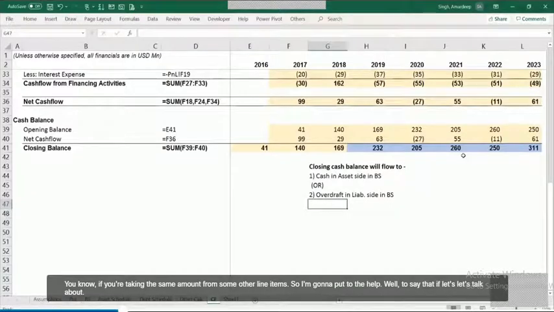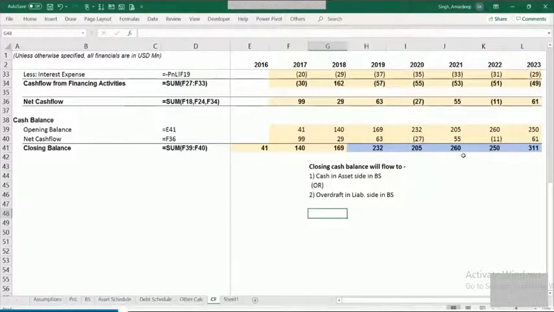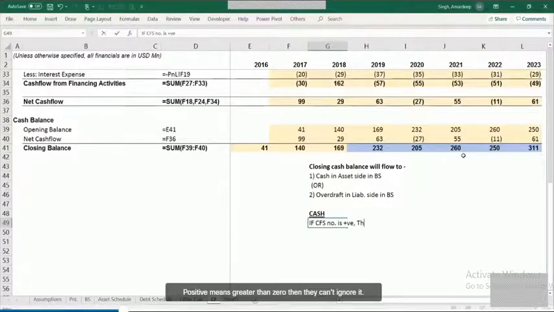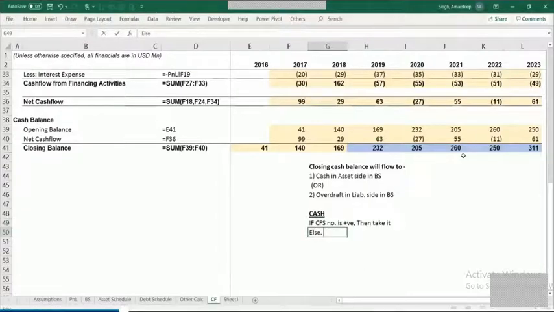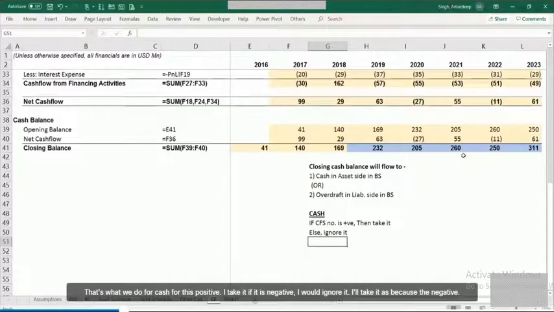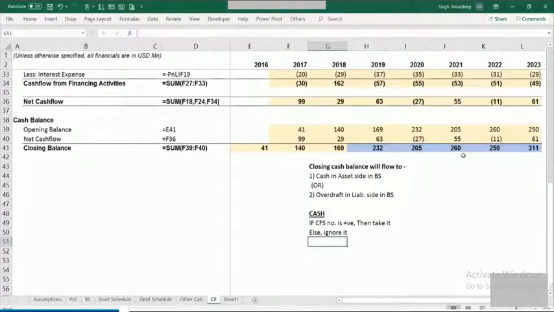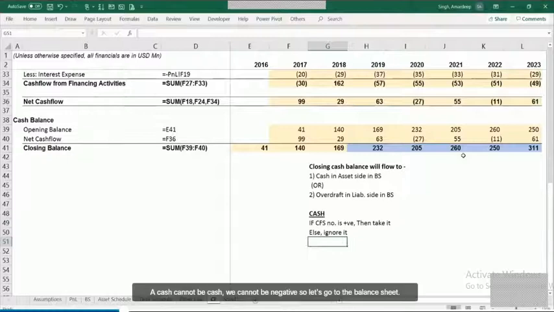So I'm going to put it with the help of a formula to say that, let's first talk about the cash balance. So if it is positive, meaning greater than zero, then take it, else ignore it. That's what we do for cash. If it is positive, I take it. If it is negative, I would ignore it. I'll take it as zero. Because a negative number need not be taken in the cash line. A cash figure cannot be negative.